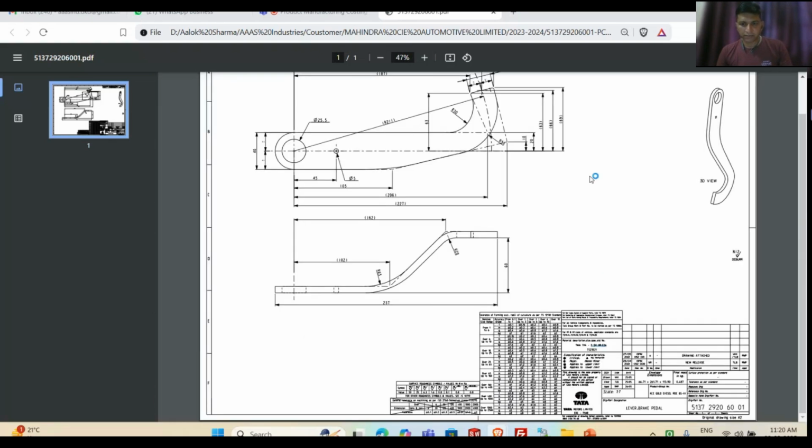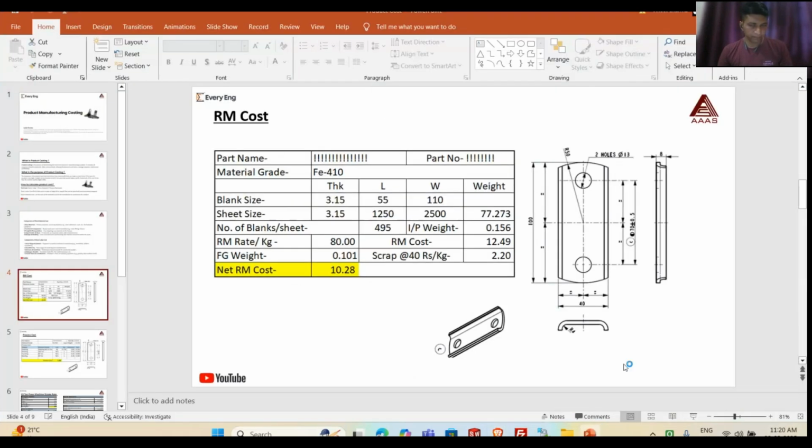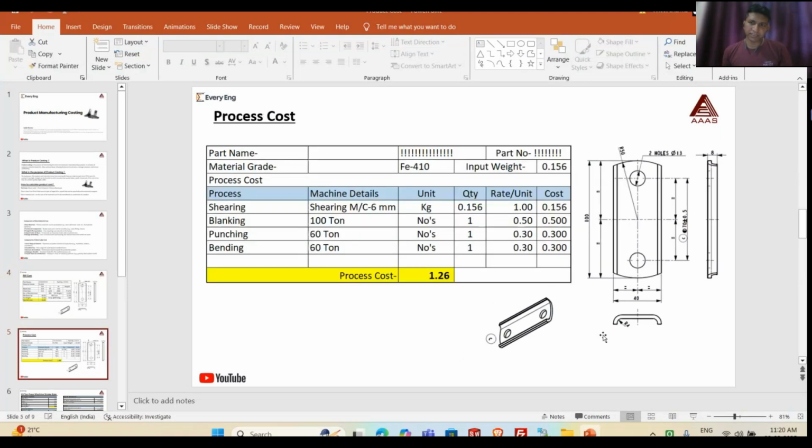So now we move to our main slide. So this is the way to calculate the RM cost of every product. Now we move to the next one, the process cost. First we discuss this component's process cost. After that we discuss in depth how to calculate this 50 paisa, 80 paisa, 30 paisa.